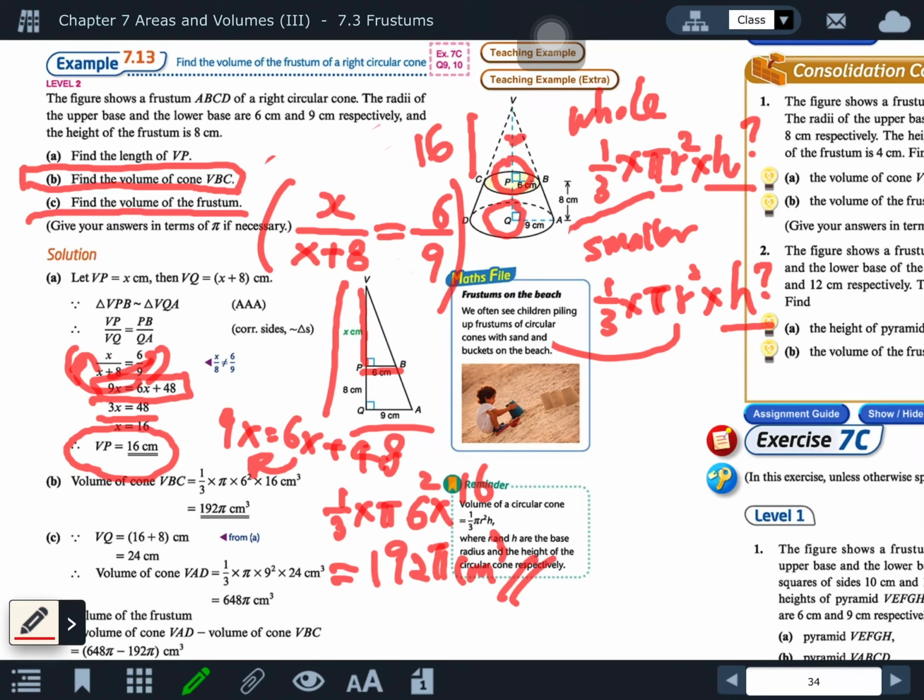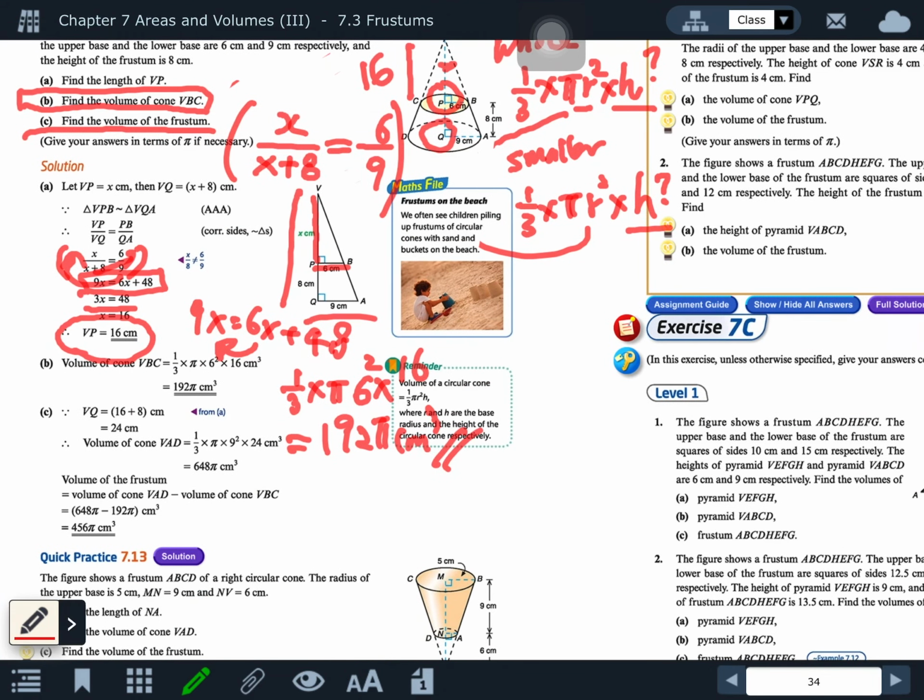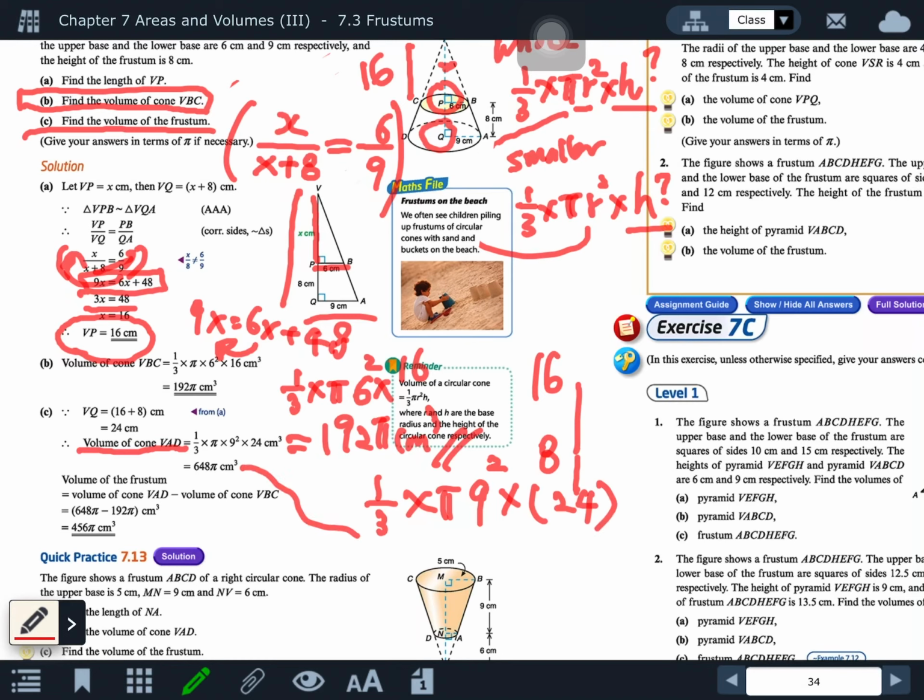Okay, finally, we need to find out the volume of the frustum. We need to find out the whole part, and then we just need to minus the smaller part, then we have the volume of the frustum. So we have to calculate the volume of the bigger cone. So 1 over 3 again times pi r squared. Now the bigger r is 9, times the height. What is the height? It is the 16 plus the 8. So in total we have 24. So we have the volume of 648 pi.